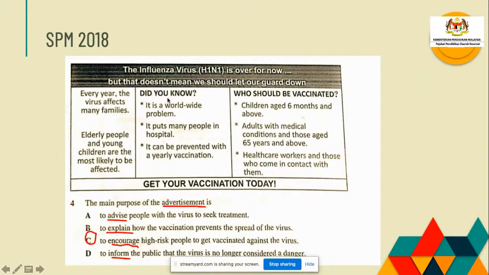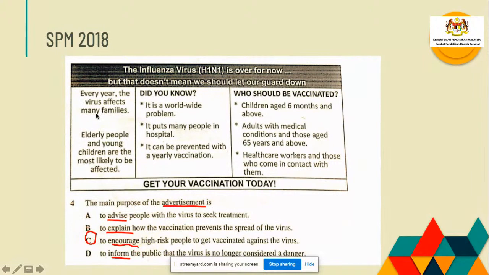the influenza virus. Dulu H1N1 yang paling bahaya kan. Sekarang ni COVID lagi bahaya. Okay, so the influenza virus H1N1 is over for now. But that doesn't mean we should let our guard down. Apa maksud dia we should let our guard down? Maksudnya kita tak perlu berhati-hati. Okay, kita tak boleh berhenti berhati-hati. Okay, every year the virus affects many families.